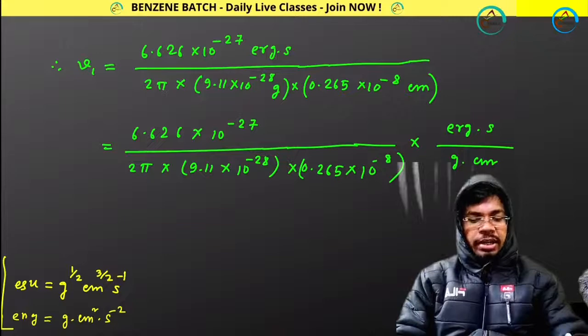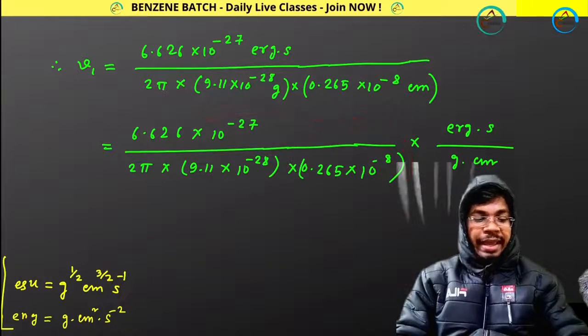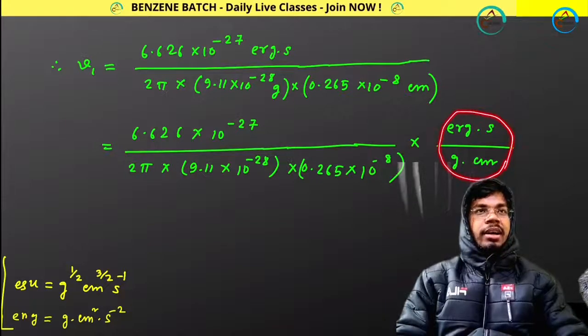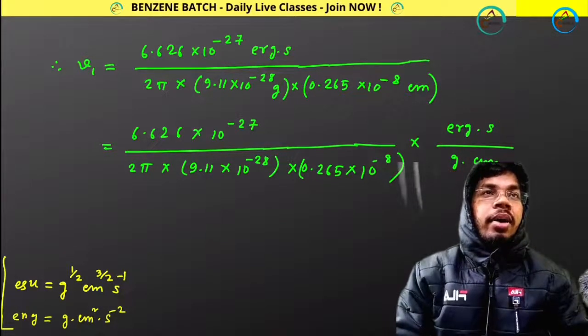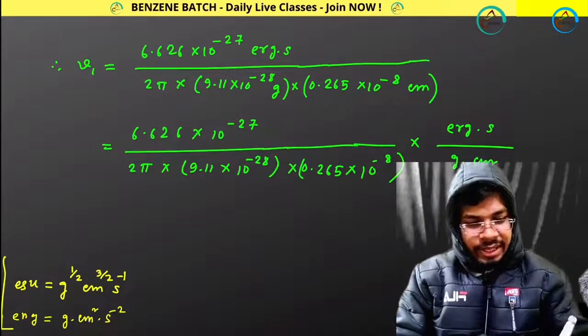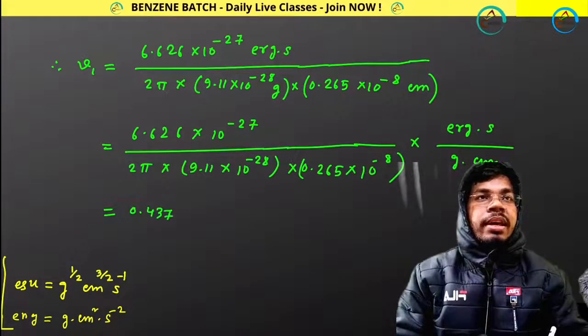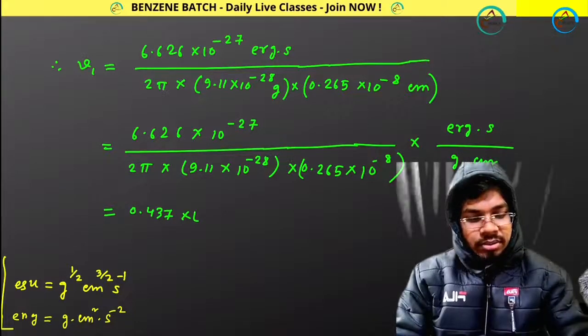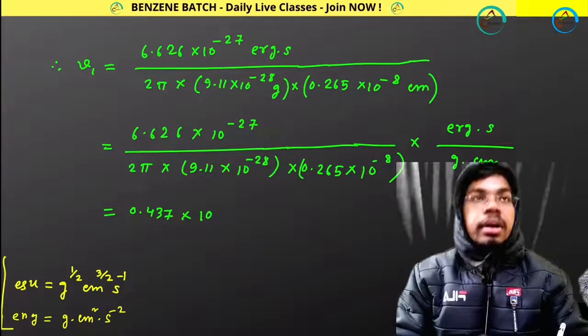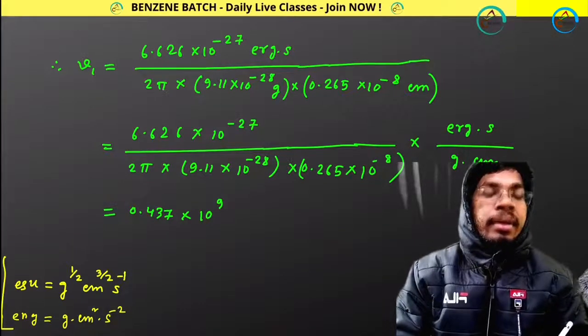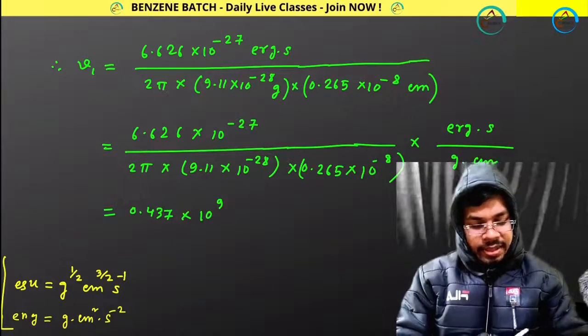Because I don't need to get the value only. I have to take care of my unit as well. That's why I am not ignoring my unit. Okay. Great. So you are getting what? 0.437 into 10 to the power 9. Okay, 10 to the power 9. Okay, great. So is that correct?